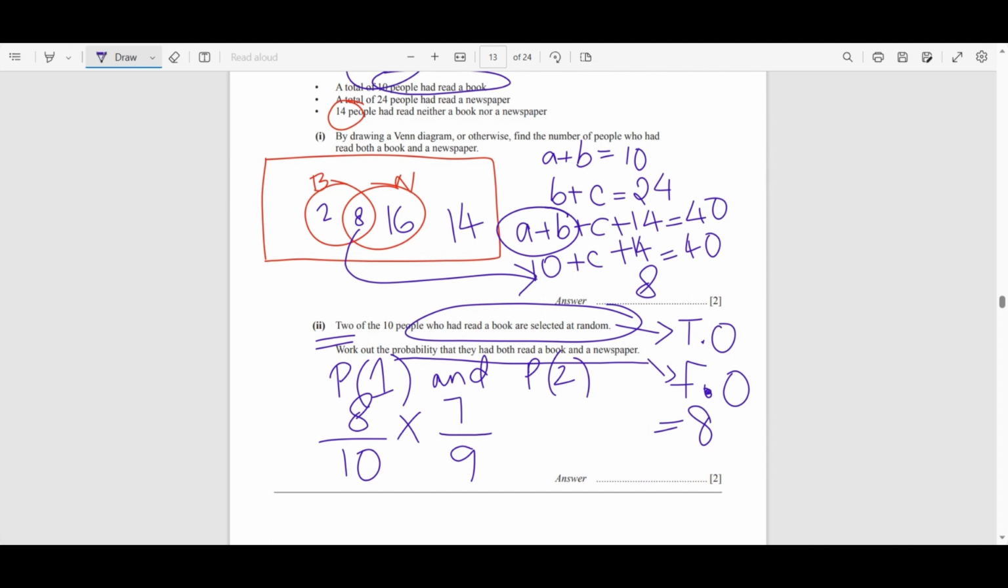And because I'm selecting the second person from the same category, which already had 8 people, I've already taken out one person from the same category. So now I'll be left with 7 people in the same category, right? Upon cancelling 8 and 10, we get 4 and 5. So 4 times 7 is 28 and 5 times 9 is 45.